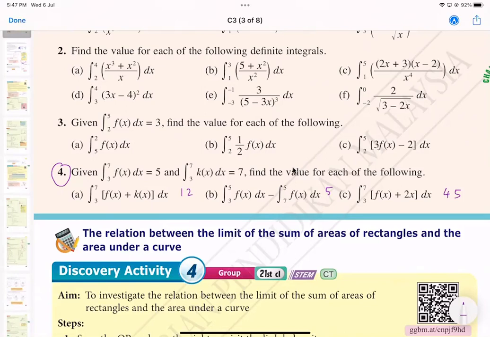For the second one, if you look at it, 3 to 5, and then 5 to 7. You just need to change the limit. Switch the limit for this one here. So 3 to 5, 5 to 7, then you will get it as 3 to 7. You will get 5. The most difficult among all is C.